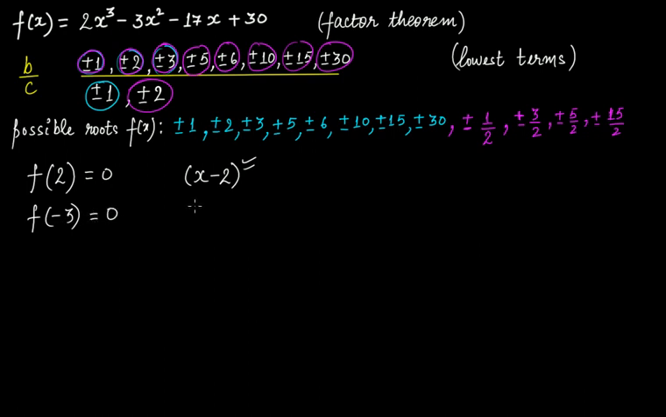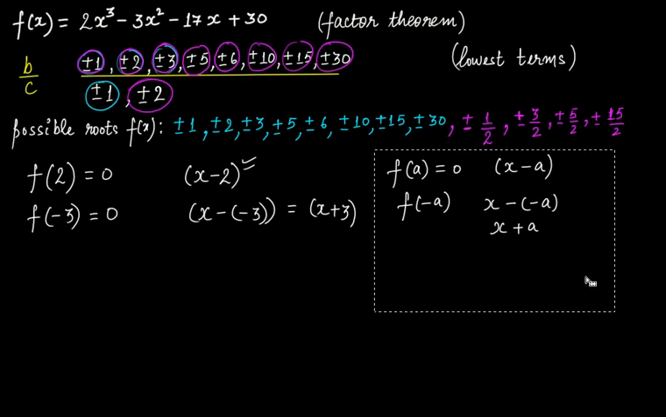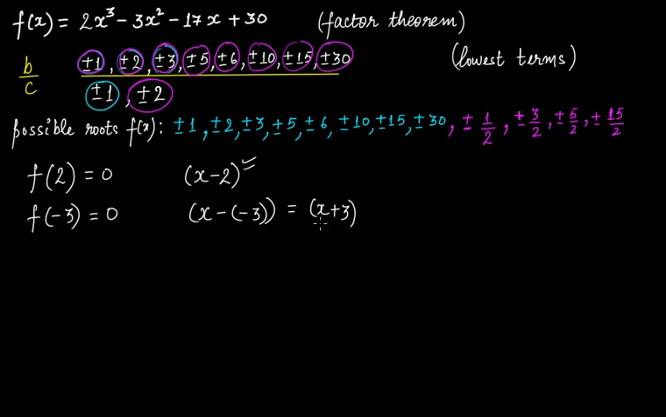It means that if f(-3) is equal to 0, then x plus 3 will be a factor. Remember the factor theorem: if f(a) is equal to 0, then x minus a is a factor of f(x). In this case we have f(-3), because it is minus 3, so at the place of a it's x minus (-3). That's why it becomes x plus 3, right? Now we have x plus 3 as our next factor.